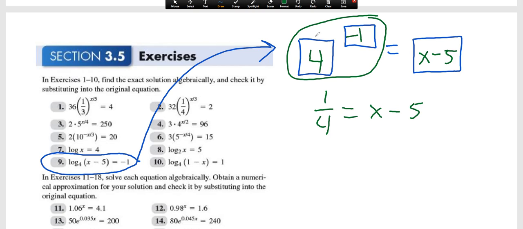Add 5. Okay. So you got the 5 1/4 or 5.25 if you're a decimal fan. It's either one. Doesn't matter to me. If you need practice on those types of questions, 2, 4, 6, 8, 10 are for you.